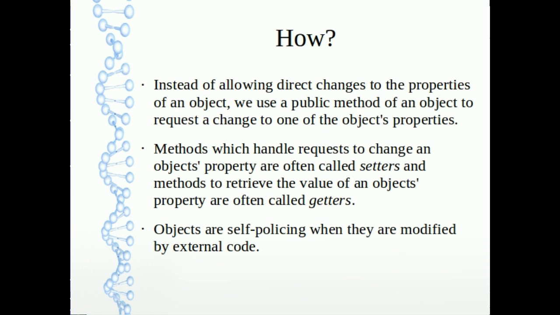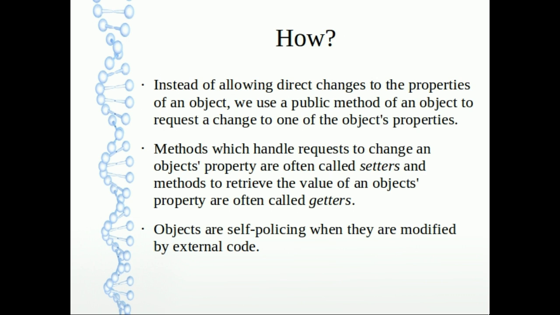So how do we go about protecting members of an object from bad data? Well, instead of allowing direct changes to the properties of an object, we can use a public method of an object to request a change to one of the object's private properties. Methods which handle requests to change an object's properties are often called setters, and methods to retrieve the value of an object's property are often called getters.